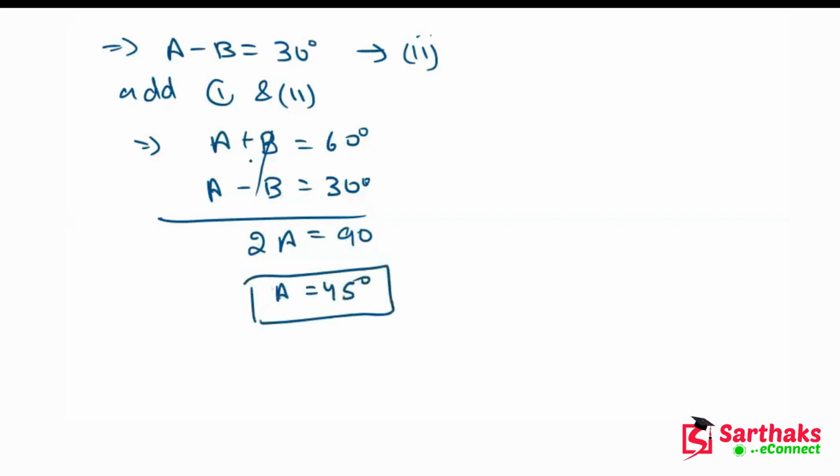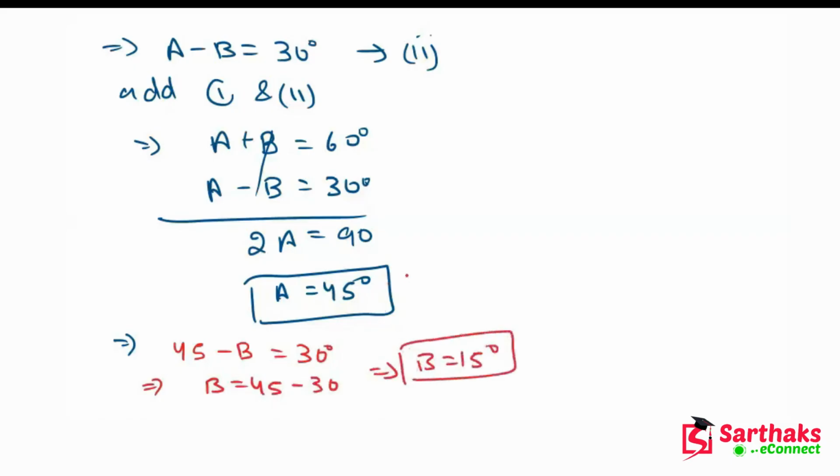Now put the value of a in any of the equations. So we are putting it in equation second. So we get 45 minus b is equal to 30 degree and we have b is equal to 45 minus 30. So we get b is equal to 15 degree. So we have a and b both.